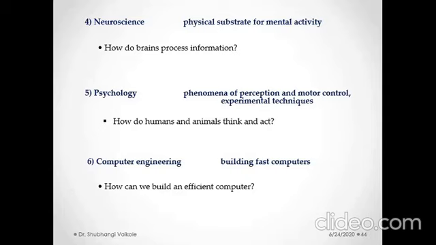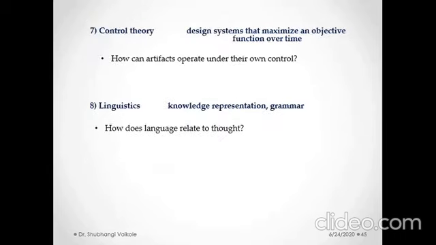Then the next one is psychology, in 1879. It studies phenomena of perception and motor control, and experimental techniques. How do humans and animals think and act? This is studied under psychology. Then next comes computer engineering, in 1940, building fast computers. How can we build an efficient computer is studied under this.